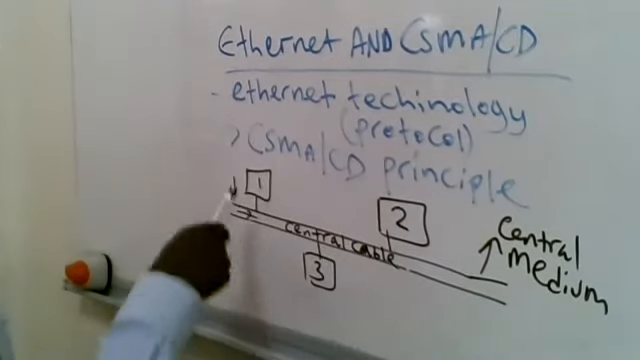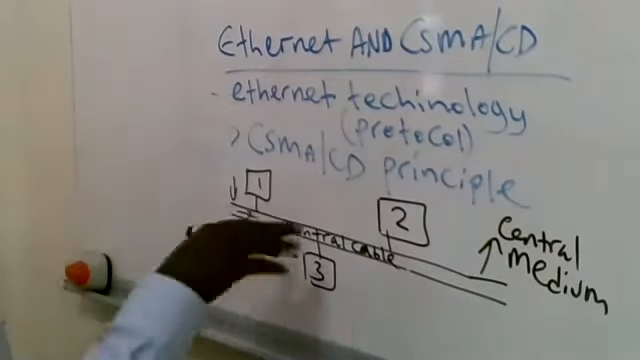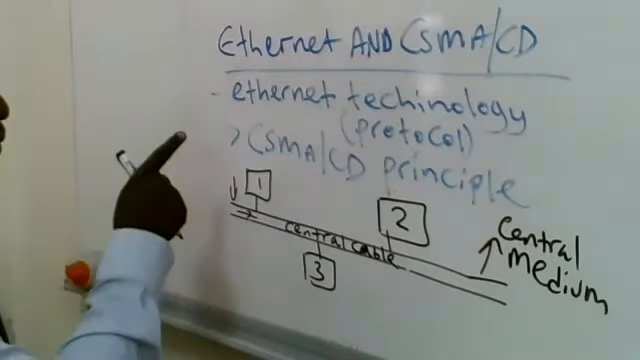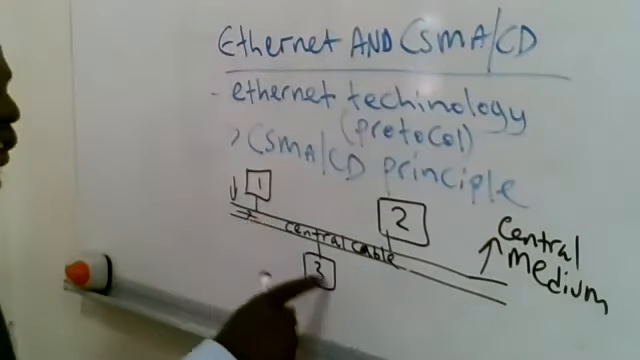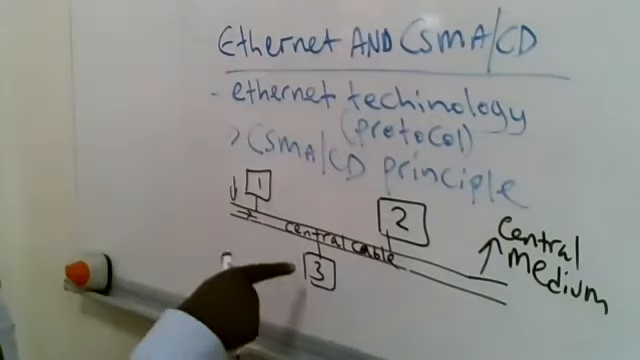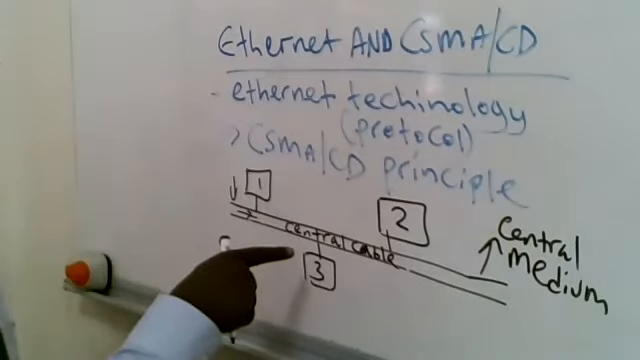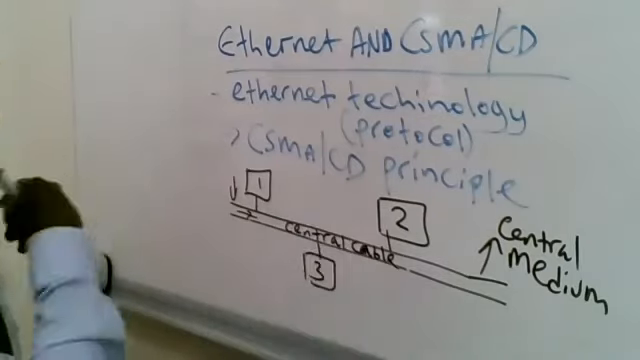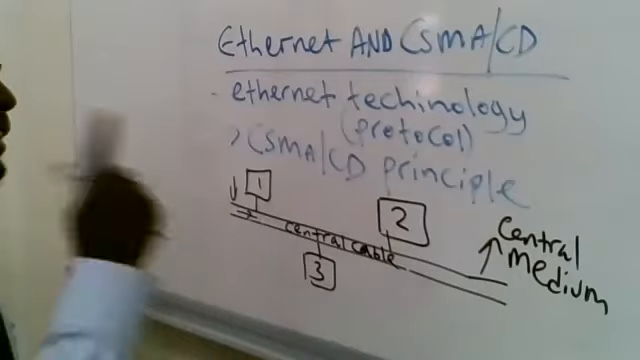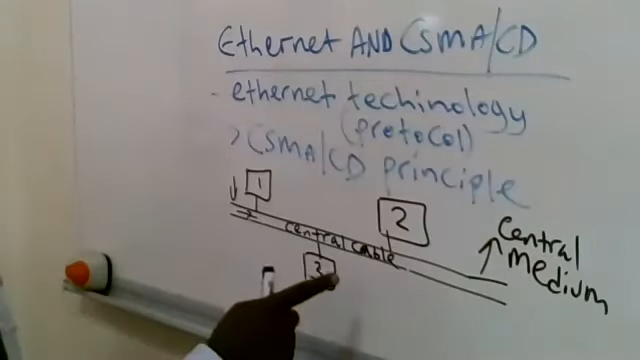Now, in this case, only one computer is allowed to communicate at a time. Only one. If computer 1 puts data on the cable, computer 2 and computer 3 won't put data there. They will wait until the data for computer 1 has been removed. So one computer is allowed to communicate on the network at a time.